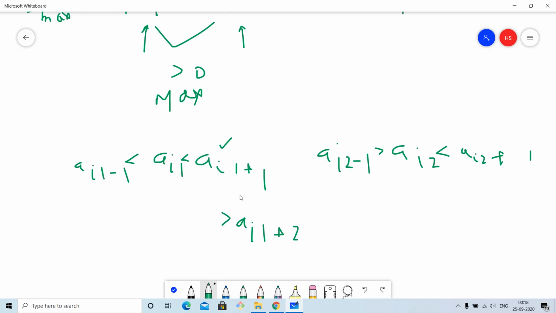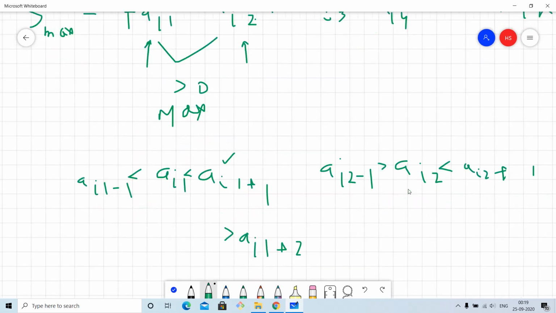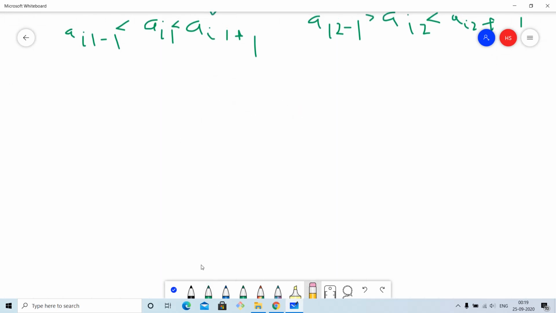So it means that we should pick as the first element of the consecutive elements only those elements which are strictly greater than their neighbors, and we should pick as the second element that element which is strictly less than its neighbors. So we should check this condition, and also this.